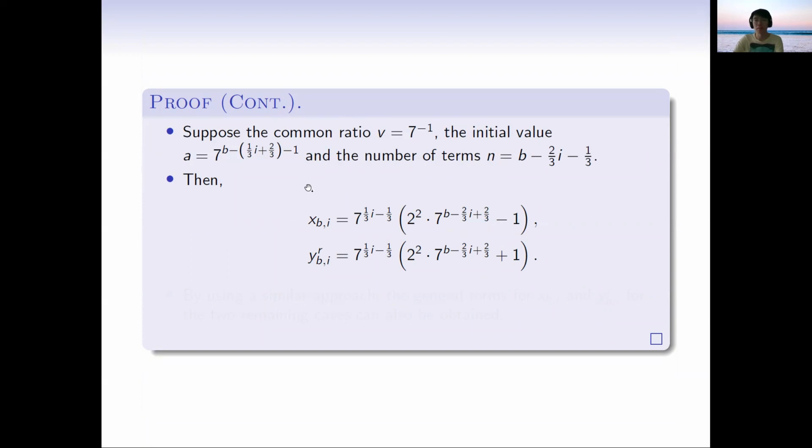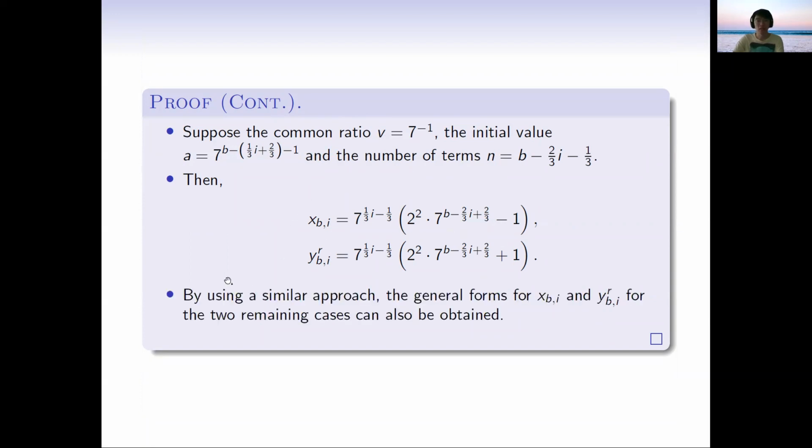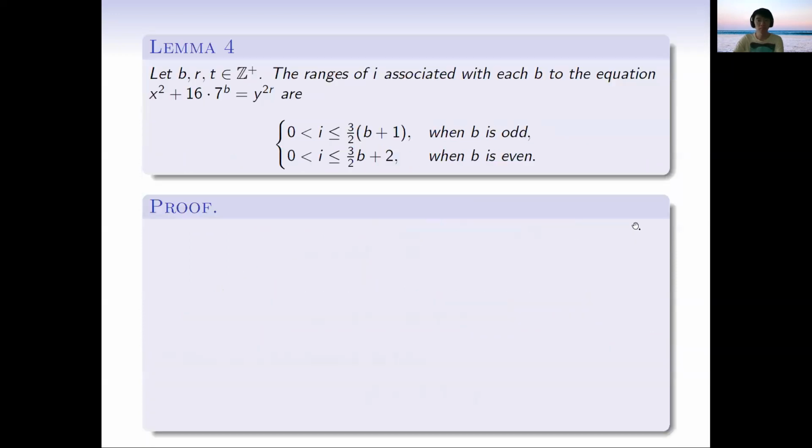And by using a similar method, we can now complete the proof for the two other cases. That is when i equals 3t minus 1 and when i equals 3t. And this completes the proof for theorem 3.